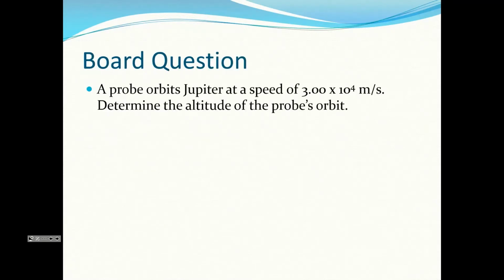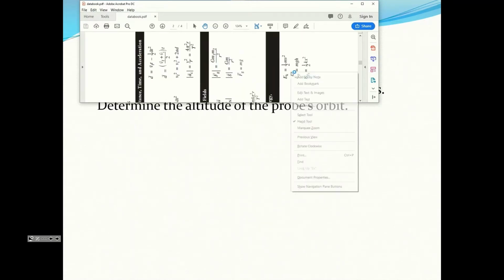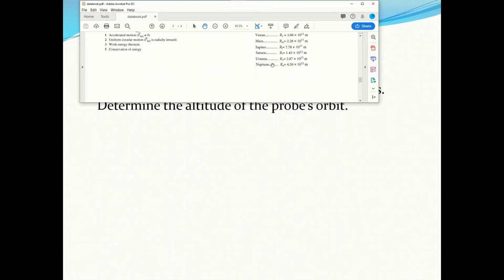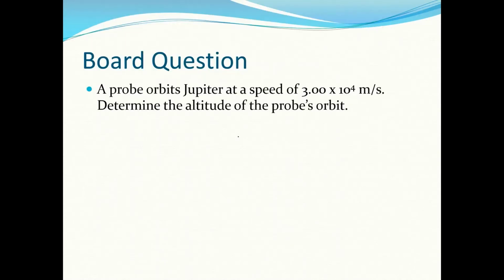Okay, so let's do a board question. So give this a go, and I will go through it. A probe orbits Jupiter at a speed of that. Determine the altitude of the probe's orbit. Okay. First thing I'm going to do is open up the data book, and rotate that clockwise. I need some information on Jupiter. Okay, good. So I got that ready to go.